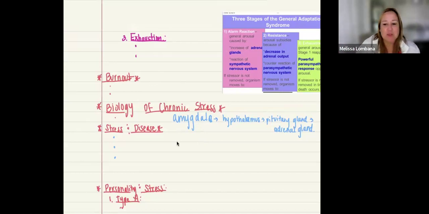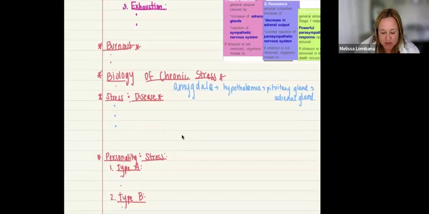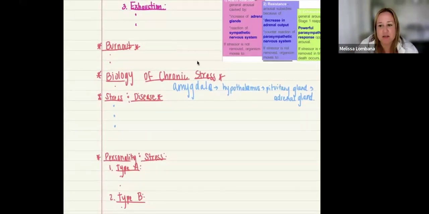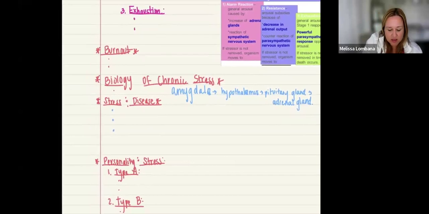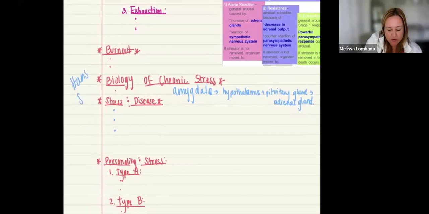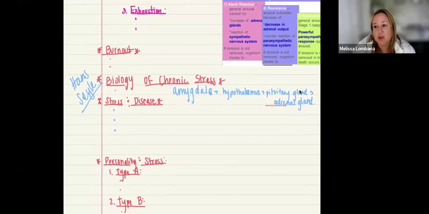Okay. All right. So here comes the next one, which is the biology of chronic stress. And this is going to go a little bit into Hans Selye, and I already wrote his name before, but that's the guy. And like I said before, he was an endocrinologist and he was studying our body's response to stress. Okay, so I wrote down some keywords here just to give you an idea of how to spell them. But please do not just write that as your notes because that is not the notes.